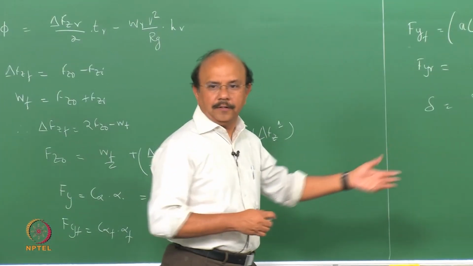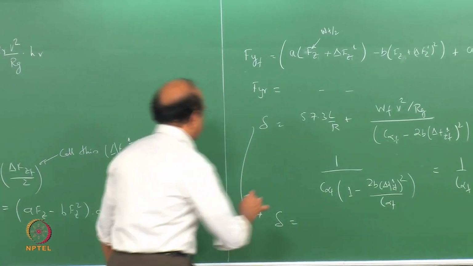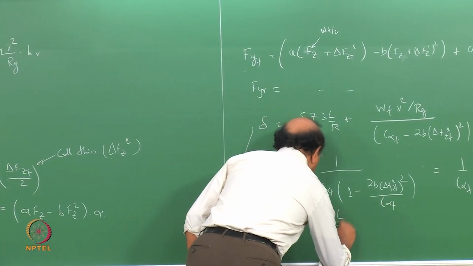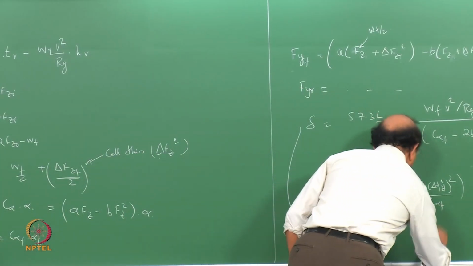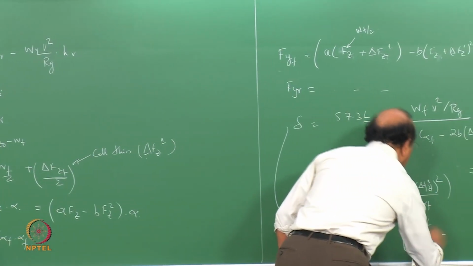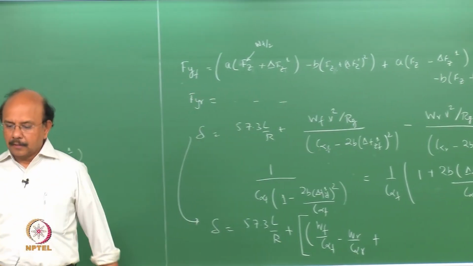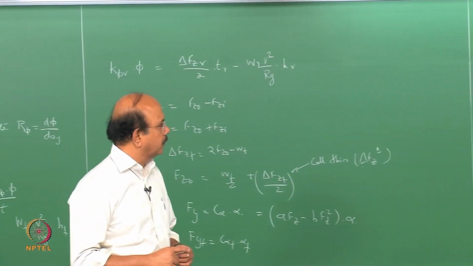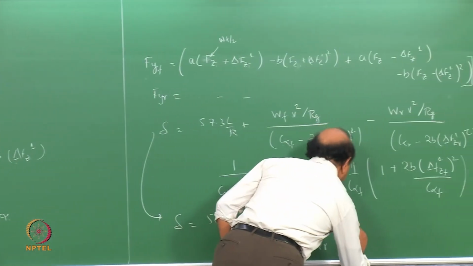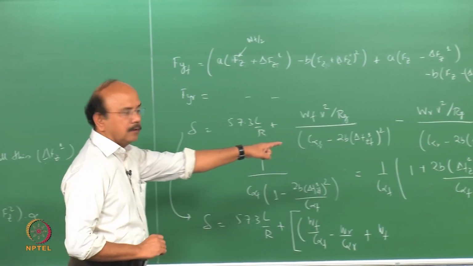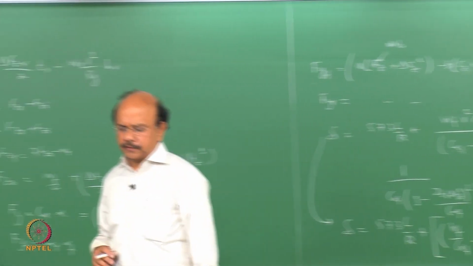There's nothing very difficult. So in other words, that delta now becomes 57.3 L by R plus Wf by C alpha f minus Wr by C alpha r plus I'm going to have additional terms. What are the additional terms? Note that these are the additional terms. Clear? Any questions?